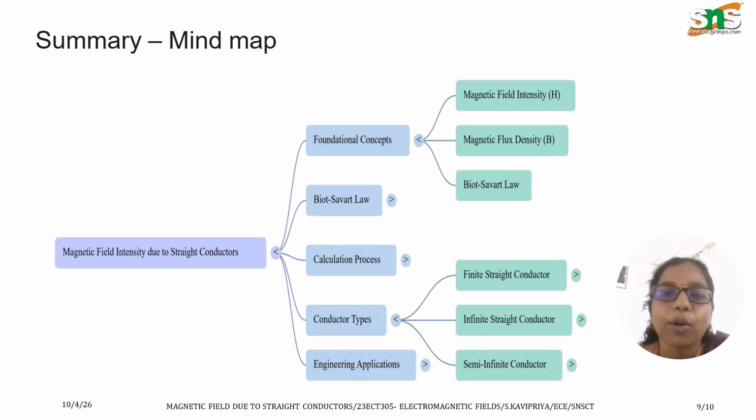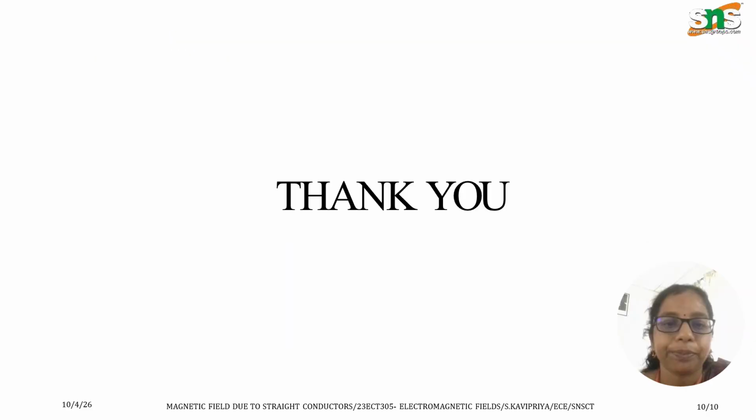So far we have discussed the magnetic field intensity due to a straight conductor. We discussed the fundamental concept behind it, what magnetic field intensity and flux density are, and how the Biot-Savart law is applied. Next was the calculation process, where we discussed the conductor types, finite conductor and infinite conductor. And finally we discussed the engineering applications. Thank you.